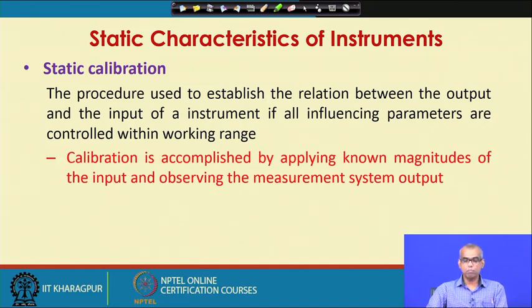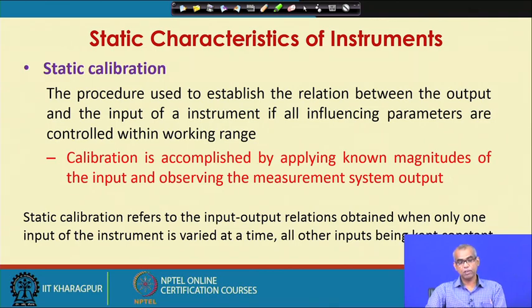Calibration is accomplished by applying known magnitudes of the input and observing the measurement system's or instrument's output. So, we will introduce a known magnitude of the input to the instrument, observe and record the instrument's output, and from this known input and the instrument's output, we can establish the calibration, or the functional relationship that exists between input and output.